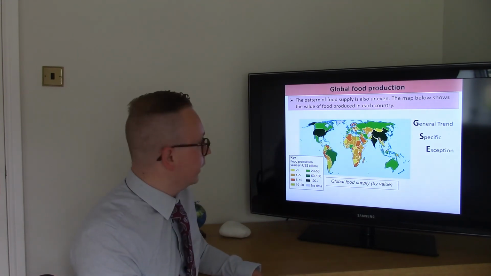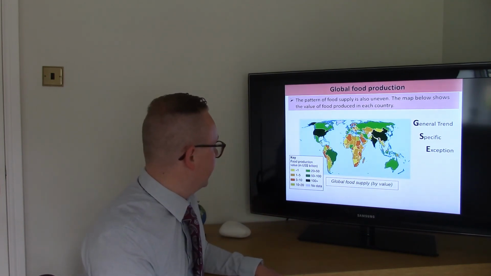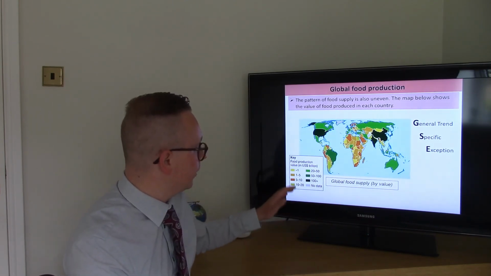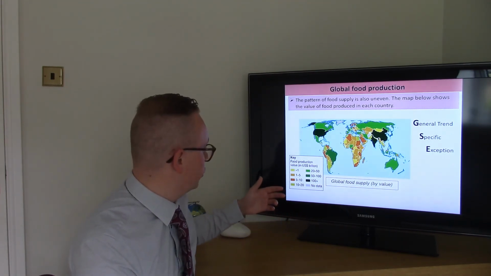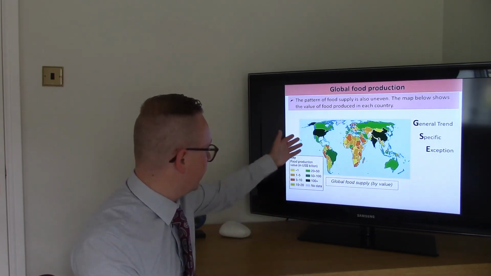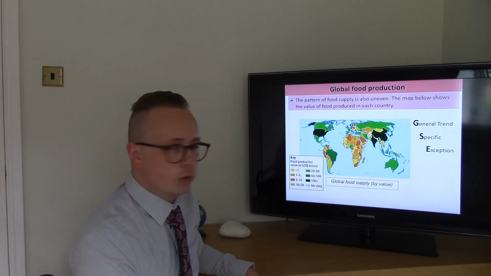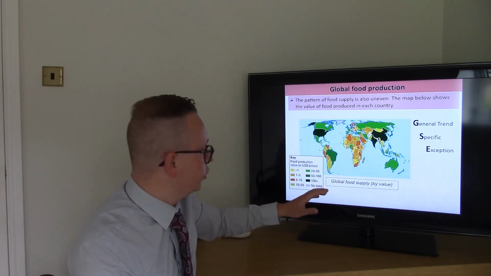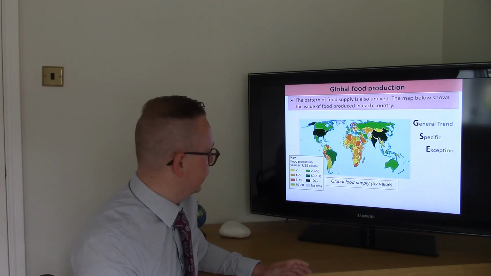We'll now look at this map showing global food production. The pattern of food supply is also uneven, and we can see that on this map, which is showing the value of food produced in billions of dollars. And we can see there are some similar patterns. North America and Europe and other high-income countries are examples of countries producing high values of food. The United States is a good example, but also China and India in Asia show high values of food production. And Africa again stands out as a low-income region generally, where we've got the lowest food production taking place on the planet.